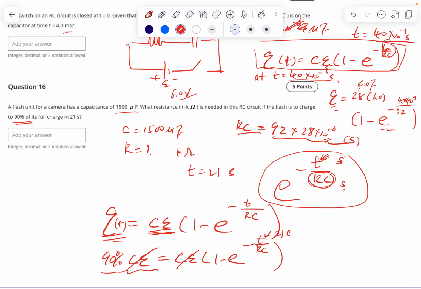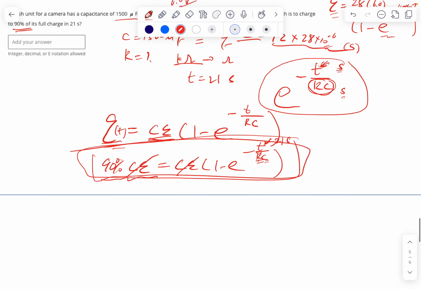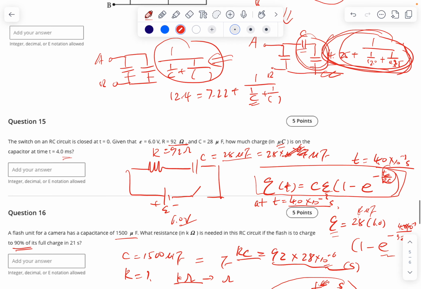And RC, if you use R in kilo ohm and C in farad, you turn that into ohm, then solve this equation. The only unknown here is R, because you know t and you know C. Looking for R. Then you solve this R in ohm, then you turn it to kilo ohm. All right, so that's all for this assignment.